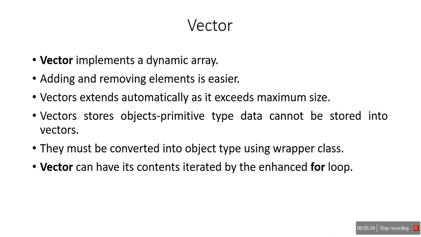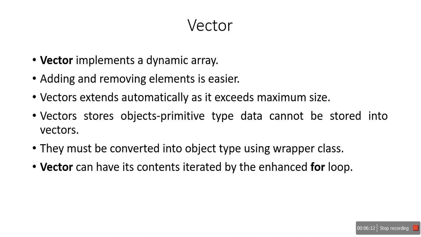Even though we imagine that 1 and 2 are integer values, when we store them in a vector, they are converted into objects, and those numbers are treated as objects. Those integer values are converted into objects and stored. So if you store an integer value within a vector array, those numbers are treated as objects, not primitive data type values.